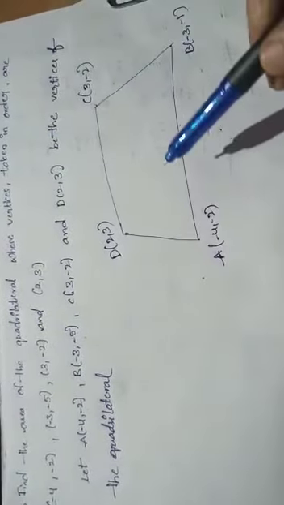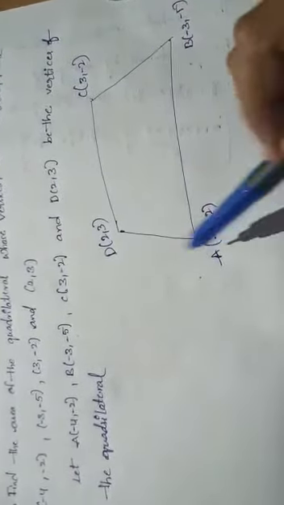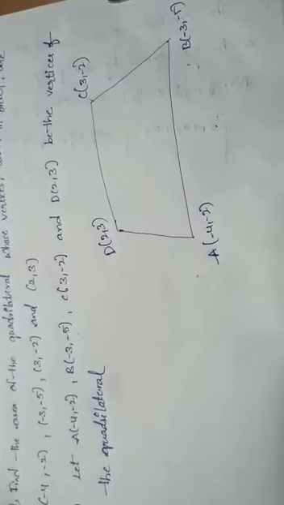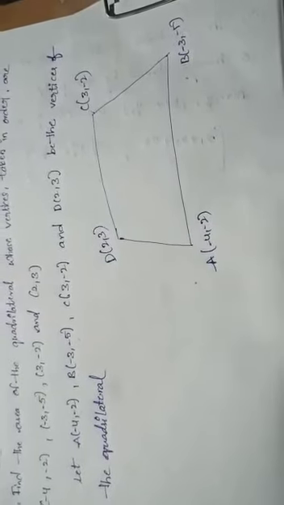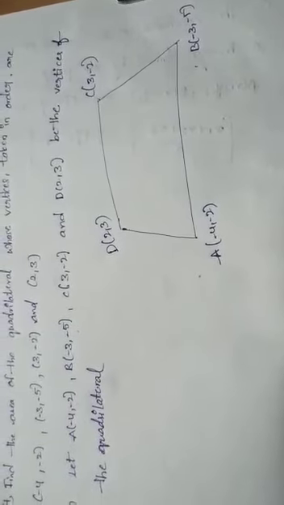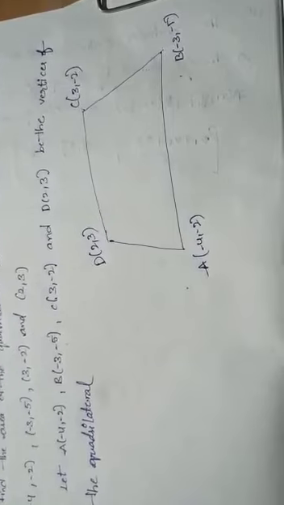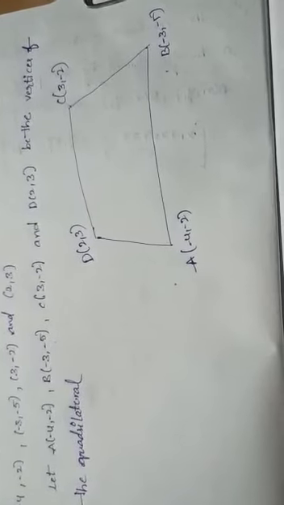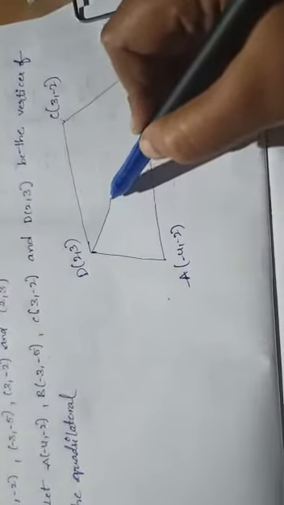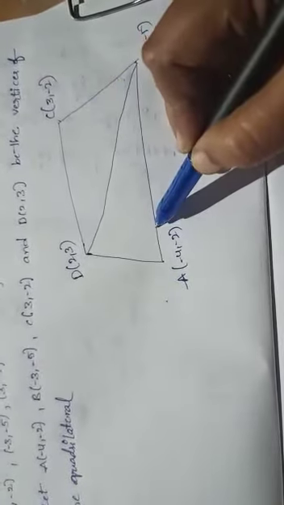See this diagram, ABCD is a quadrilateral. Here we have to find the area of the quadrilateral. We know the area of the triangle formula. Let us join the diagonal BD. Here we get two triangles.